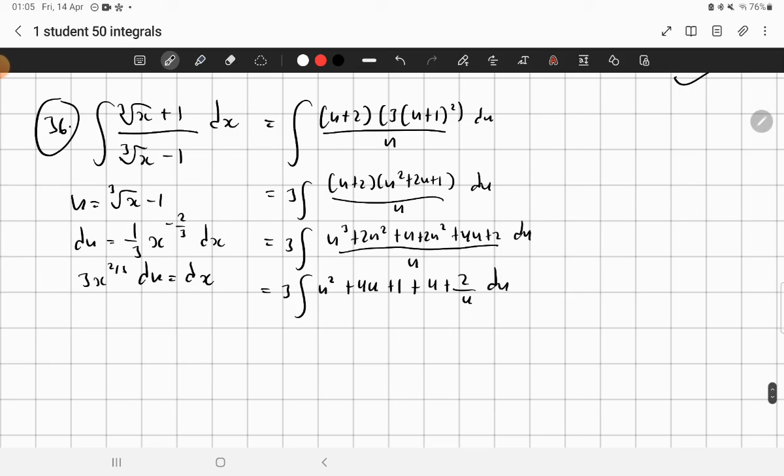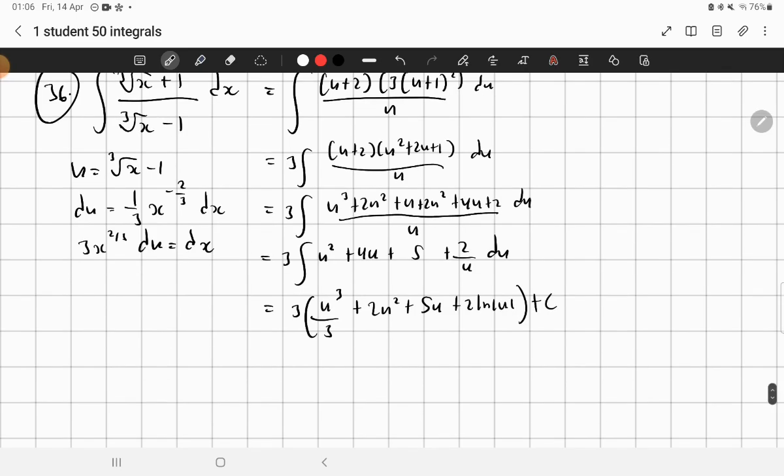So, anyway, 1 plus 4 will be 5. Then we can move on with 3 u to the power 3 plus 2u squared plus 5u plus 2 ln of u plus c. Alright, so what it will be u? So expanding this further, plus 6.